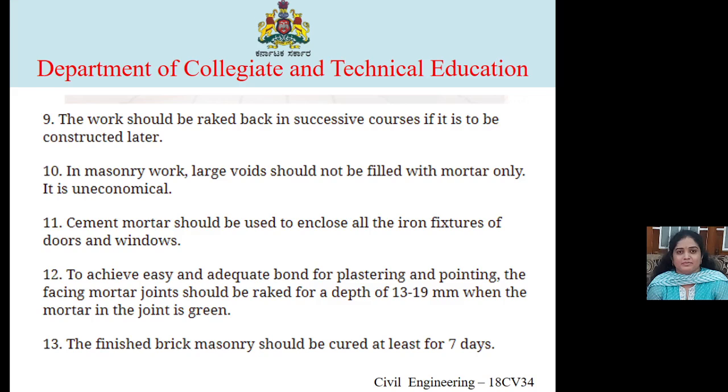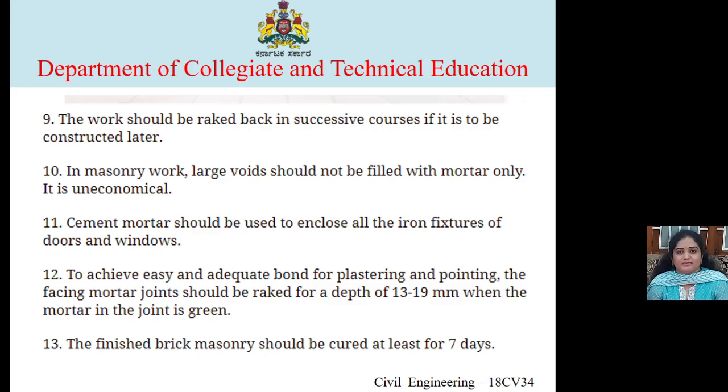In masonry work, large voids should not be filled with mortar only. It is uneconomical. So you can use lean concrete or broken pieces of bricks itself. Cement mortar should be used to enclose all the iron fixtures of doors and windows. Otherwise, they will not fix properly. After some years, they will just come out or there will be a crack.